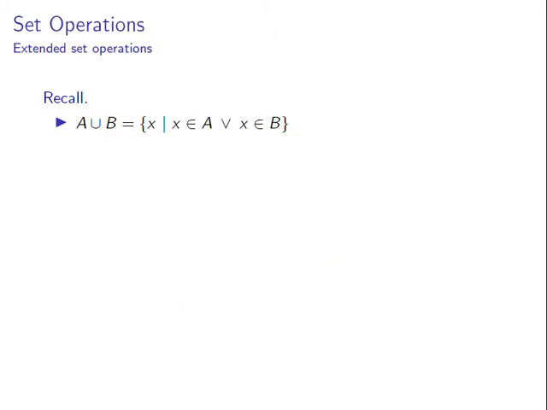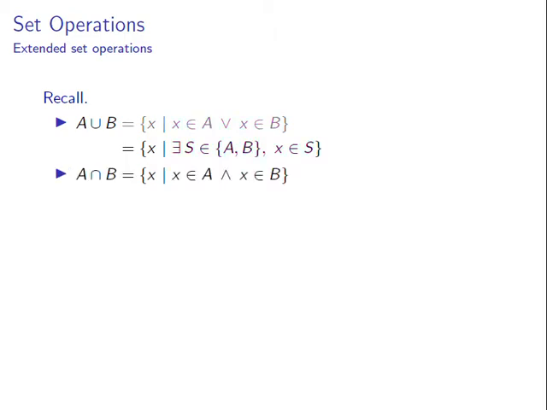Recall that the union of two sets A and B consists of all objects X satisfying the condition that either X is an element of A or X is an element of B. This is equivalent to the condition that for some set S in the set consisting of A and B, X is an element of S.